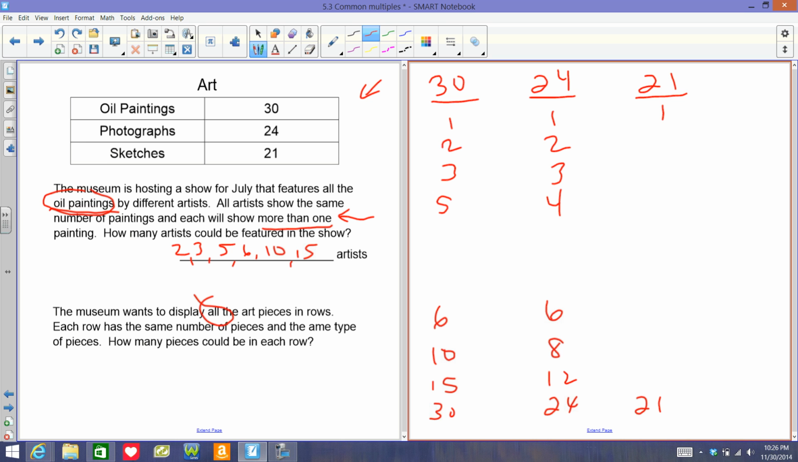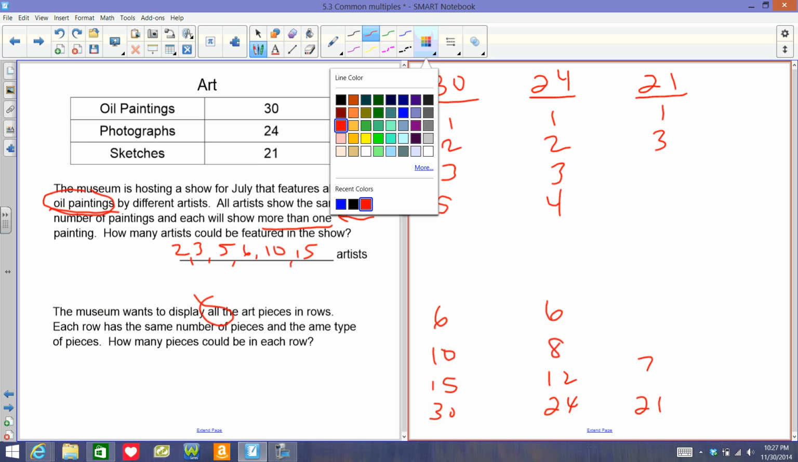21 is not even, so 2 can't go in, but 3 can. 3 times 7. 4 can't go in, 5 can't go in, 6 can't go in, 7 goes in, 8, 9, 10. Okay, that's all that can go in for 21. All right, now I'm just going to go through and I'm going to circle the things that are the same. So I have 1.